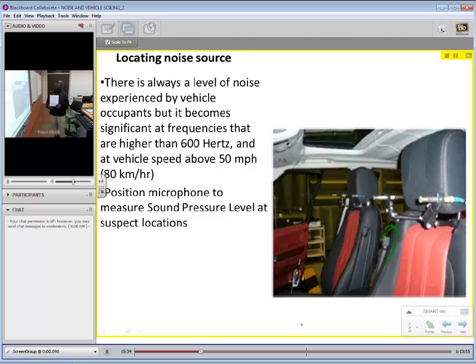There's always going to be some level of noise experienced by occupants. The significance of it is what we're addressing, not the fact that there is noise. There's always going to be noise. Noise at a frequency higher than 600 hertz, and at vehicle speed above 50 miles per hour or 80 kilometers per hour, becomes significant. Below that level, little attention is generally paid to it. But this is one of the ways of trying to locate a noise source in the vehicle compartment.